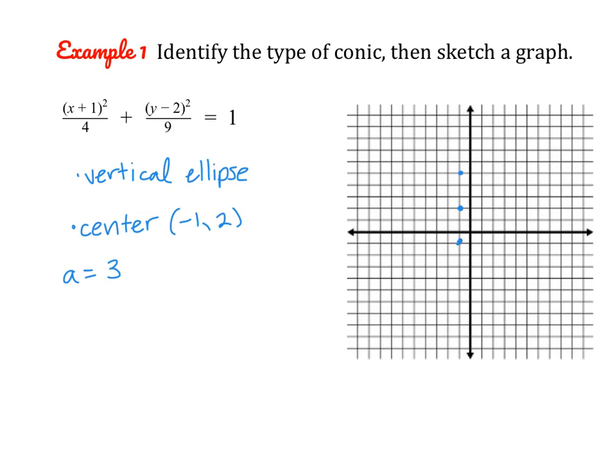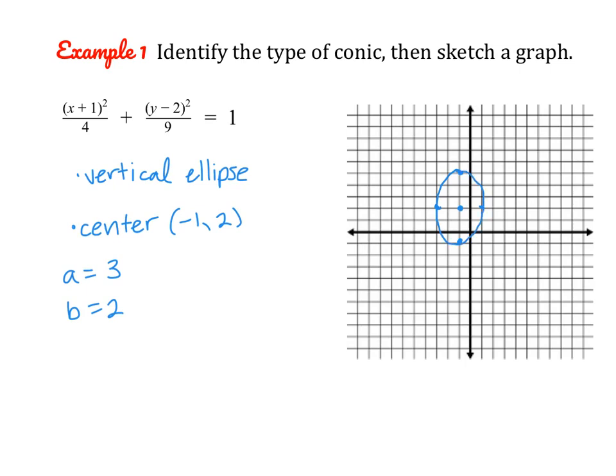Now I'm going to find my b value. So b squared is 4, so that means that b is 2. And again, this will be a horizontal distance. First of all, I know that because it's underneath the x term. And second of all, the b value tells you your co-vertices, which are on your minor axis. So I'm going to go to the right 2, place a point, and to the left 2 and place a point. So here we do have the general shape of our ellipse. So it looks like this.